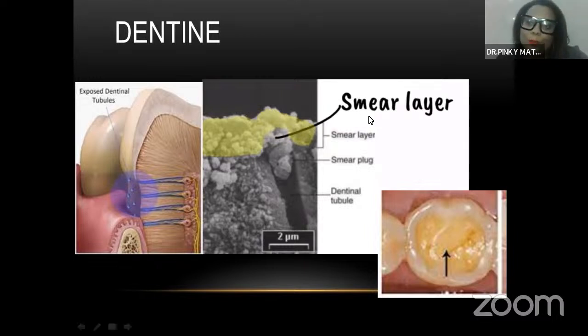In short, for all those people who are attending this, we also have certain BDS students who are attending this from the second and third year.